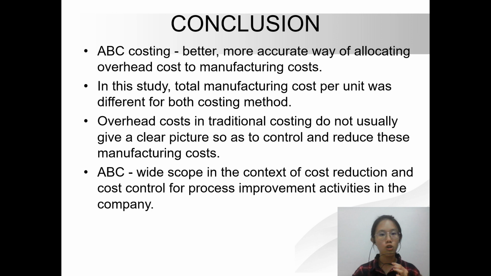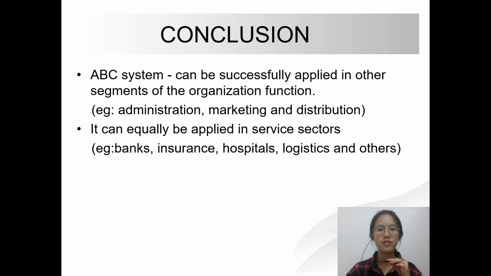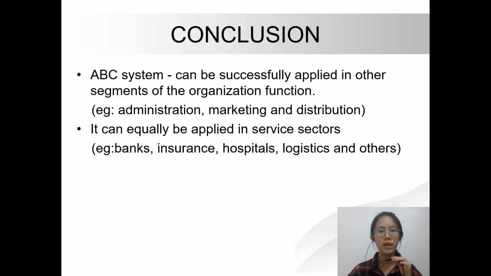The ABC method also has a wide scope for cost reduction and cost control for process improvement activity in the company. So, the ABC system can also be successfully applied in other segments of the organization function, for example, administration, marketing, and distribution. It can equally be applied in the service sector, like bank, insurance, hospital, logistics, and other segments.